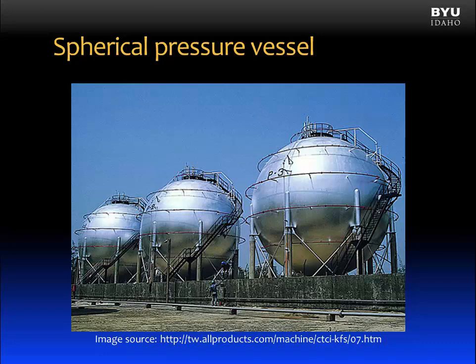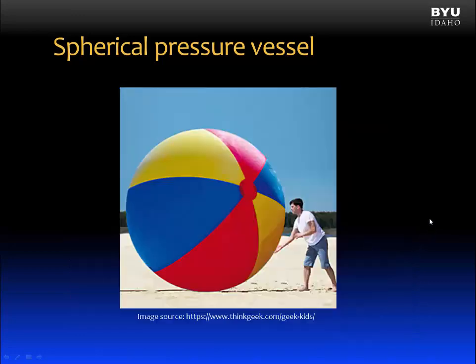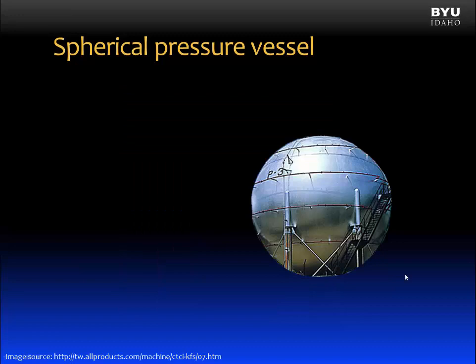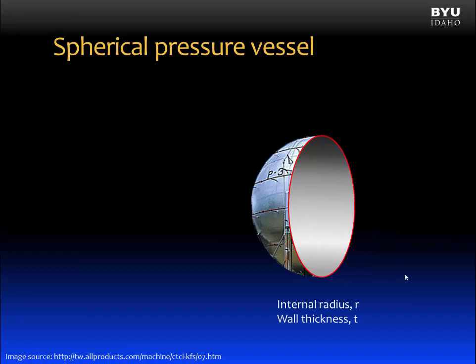Now let's talk about spherical pressure vessels. Here's an example, some spherical pressure vessels. Here is another. Let's look a little more closely at one of these spherical vessels. If we were to make a section through it, through a circumference, draw a free body diagram, and let's say this spherical pressure vessel has a radius, internal radius, r, and a wall thickness, t.